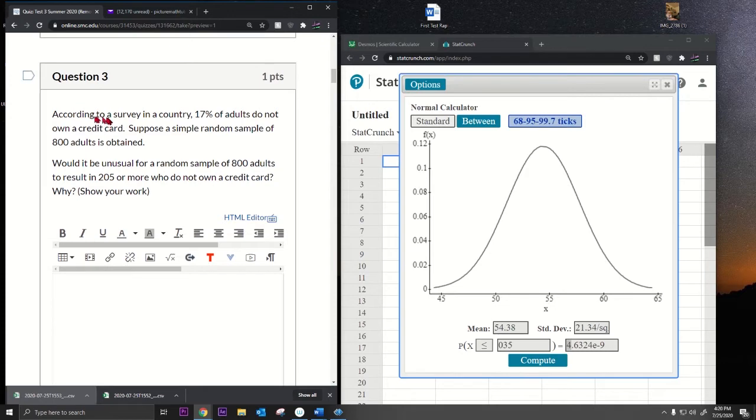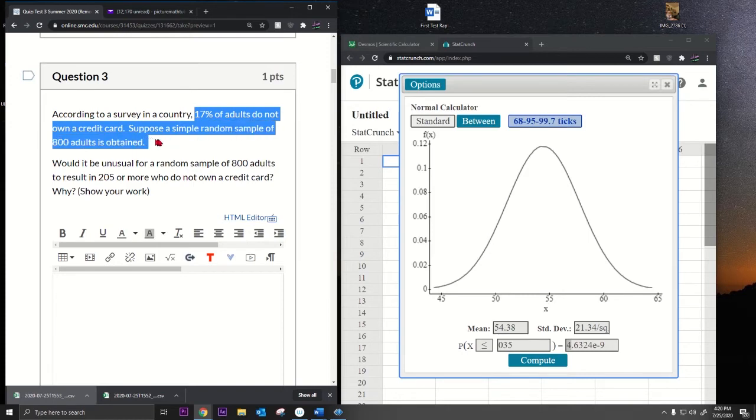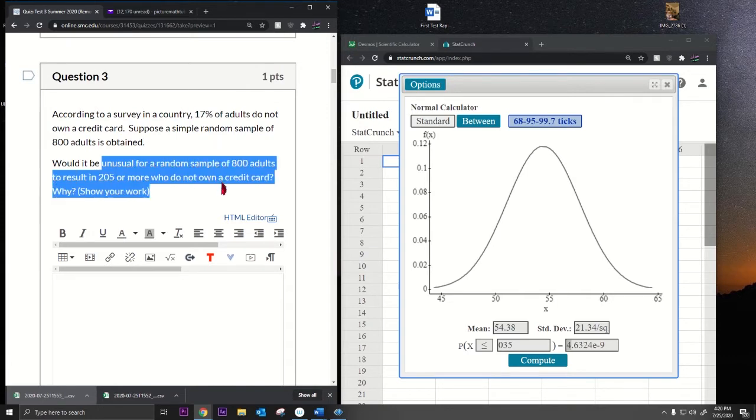Number 3, different question. According to a survey in a country, 17% of adults do not own a credit card. Suppose a simple random sample of 800 adults is obtained. Would it be unusual for a random sample of 800 adults to result in 205 or more who do not own a credit card? This is probably the hardest question on the test. And let's see, it has to do with the proportion. So it's a similar question to what we just did. It's a sampling distribution question, but it's dealing with the proportion, the sampling distribution of p hat.